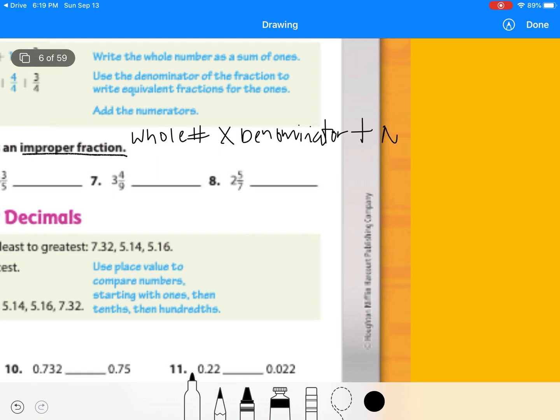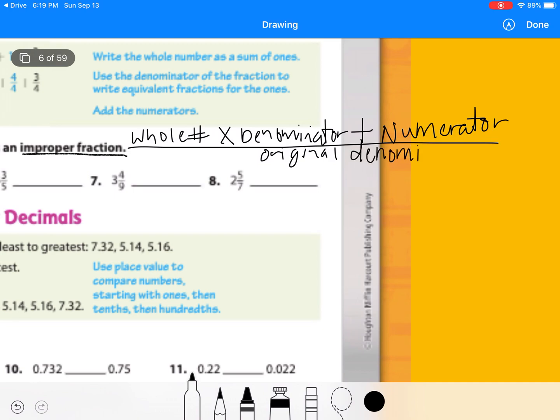Plus numerator. And then that answer goes on top of the original denominator. That's going to make a little more sense in just a second. Sorry, my handwriting sucks. I do apologize. Denominator. The stylus, I need a new one.